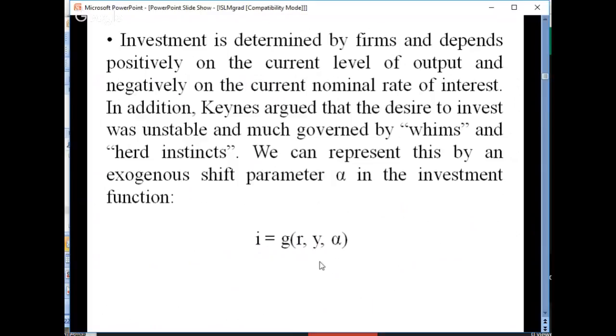Let's make that clear. Remember, this is real investment. And income has a positive effect on investment. So the signs are exactly the same as with consumption. Here the author adds something, a shift parameter that he calls alpha, that corresponds to shocks, or what Keynes calls whims, herd instincts, or animal spirits. In other words, people, for some reason, just either invest more or less at certain points of time, exogenous of the model. It's just a shock to the system because people, for whatever reason, change their attitude.